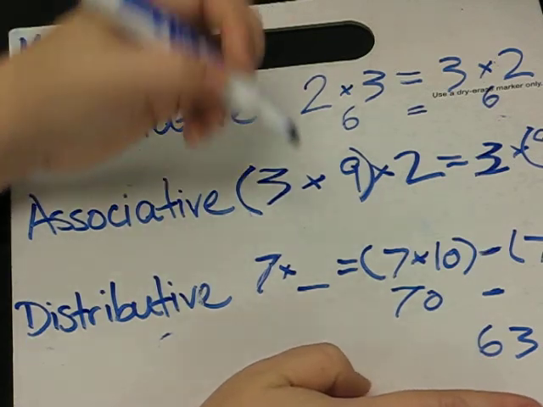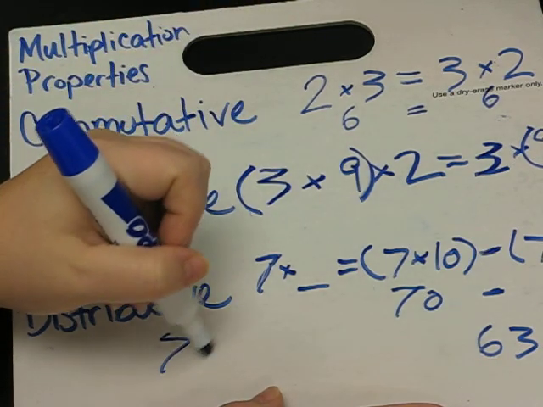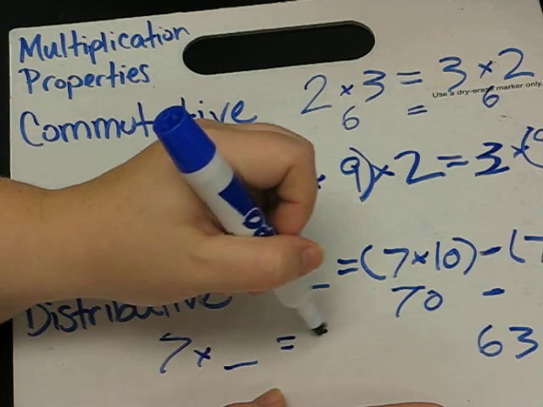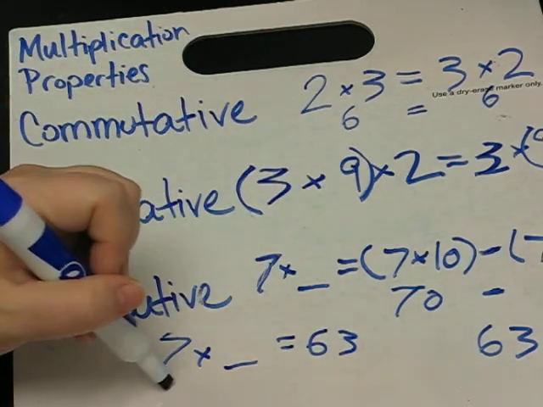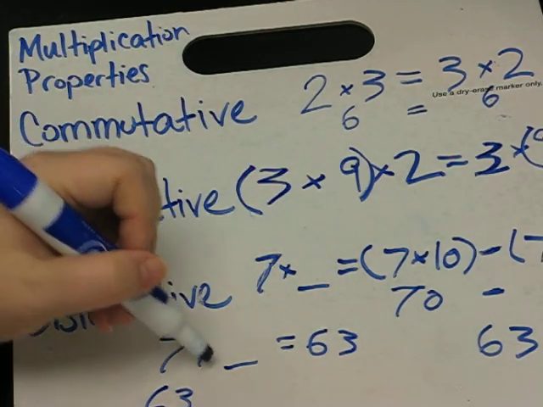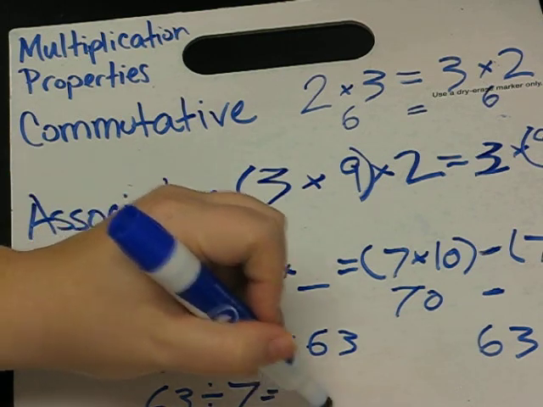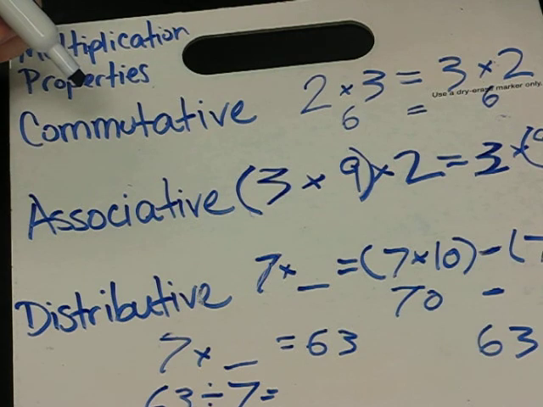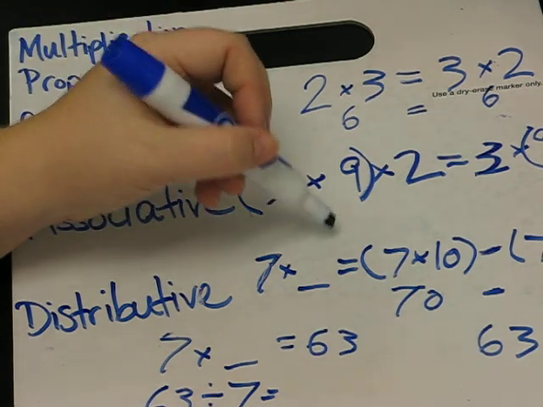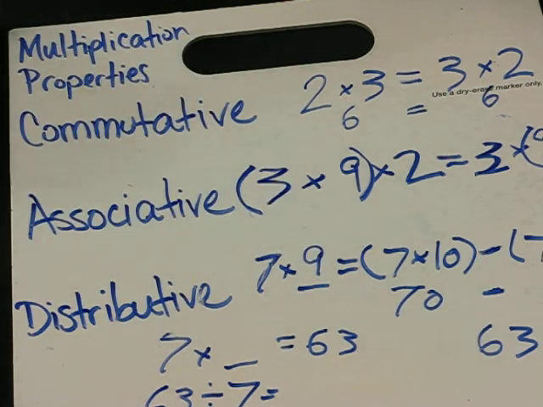Well, I can think of a fact family. 7 times what equals 63? Or 63, the opposite of multiplication, divided by 7 equals what? Okay? So this kind of gives you an idea, and of course our answer is 9.